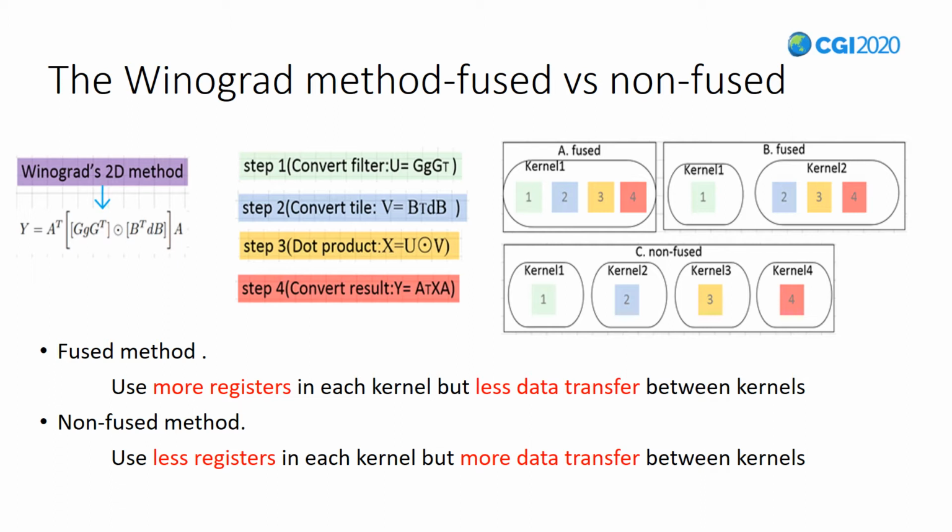The 2D Winograd method can be implemented in 4 steps: convert filter, convert tile, dot product, and convert result tile. Fused methods reduce data transfer significantly, but step 2 results cannot be used by multiple filters. The non-fused methods calculate each step in an independent GPU kernel. More registers used could result in register spilling, which lowers occupancy.